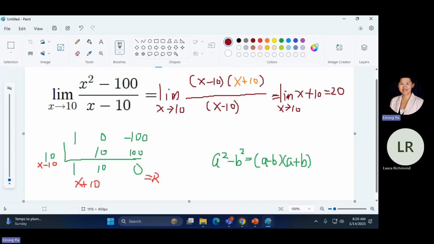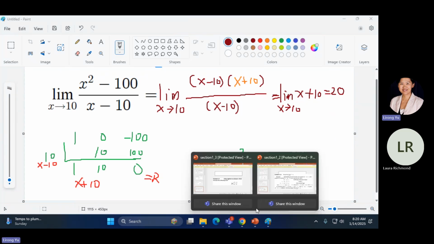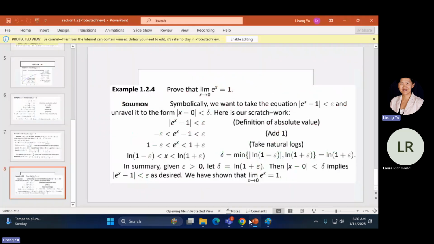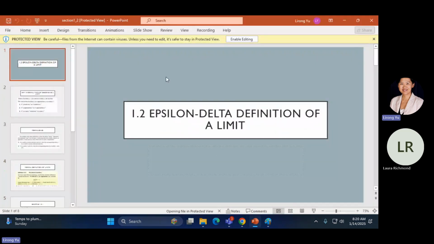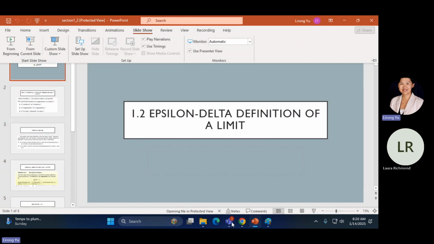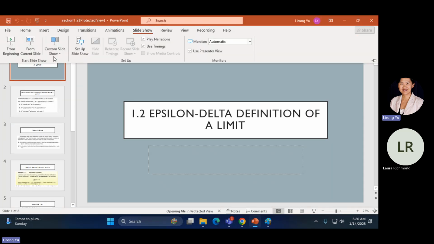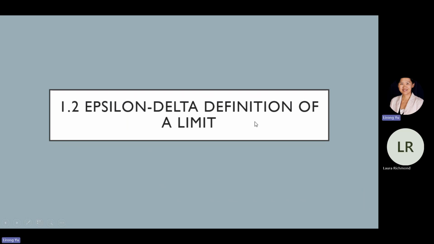Okay. And this is pretty much 1.3 and 1.1. So today, if we're doing okay, since there's no question for 1.1 and 1.3, we're going to go forward and talk about 1.2. Right.